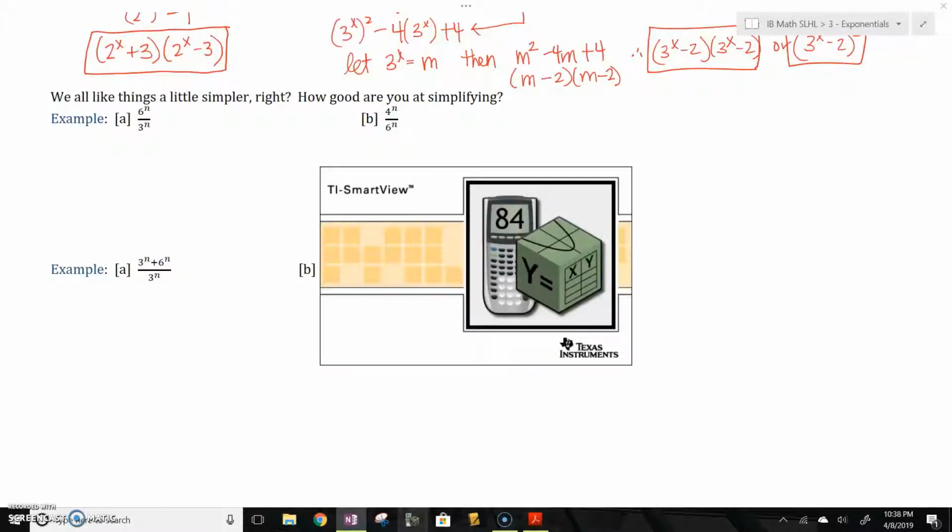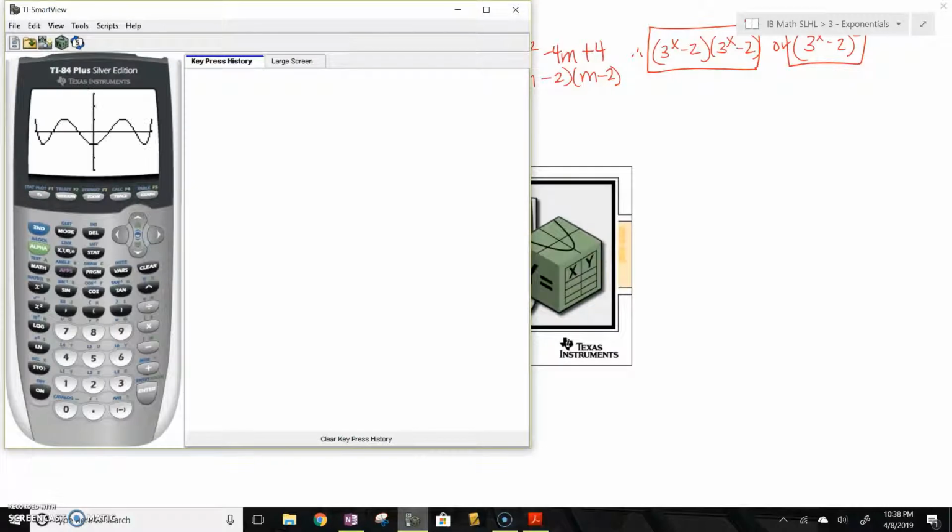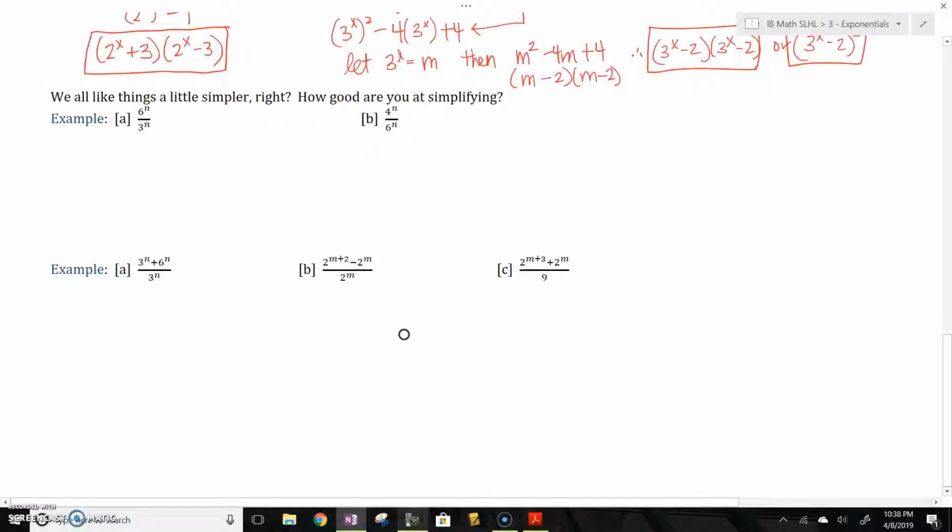Look at this first example. Why is it pulling up my calculator? It is very touchy, this screen. And I do not want my calculator right now.